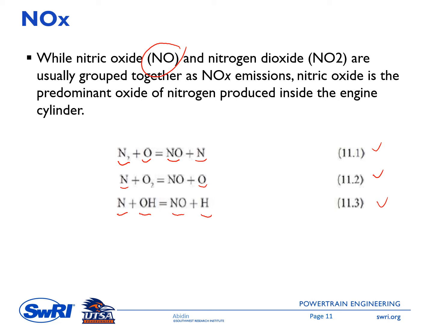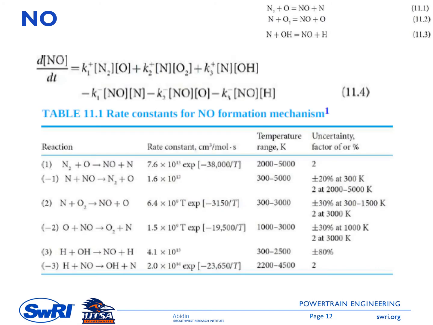And we have an equal sign on these three reactions, which means that these reactions can go in both directions. It can go to the right, which is called a forward reaction, or it can go to the left, which is called a reverse reaction. And this direction is controlled by the thermodynamic condition inside the chamber. So from the three reactions, we can use chemical kinetics to estimate the formation of NO.